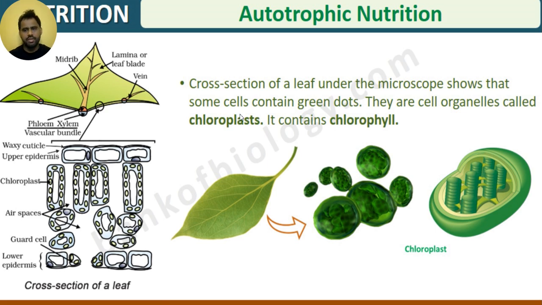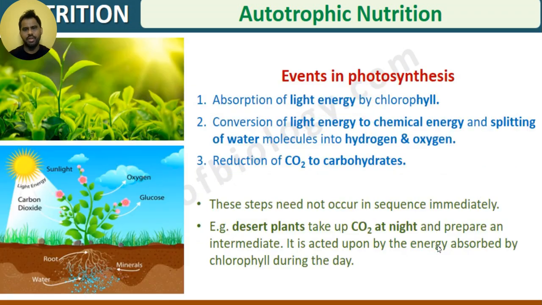Autotrophic nutrition. Let us see what is autotrophic nutrition. The green leafy plants have chloroplast inside them. A cross section of a leaf under the microscope shows that some cells contain green dots. They are cell organelles called chloroplasts. They contain chlorophyll. So a cross section of the leaf under the microscope is what needs to be done in order to observe the chlorophyll. Okay, now let's go ahead.